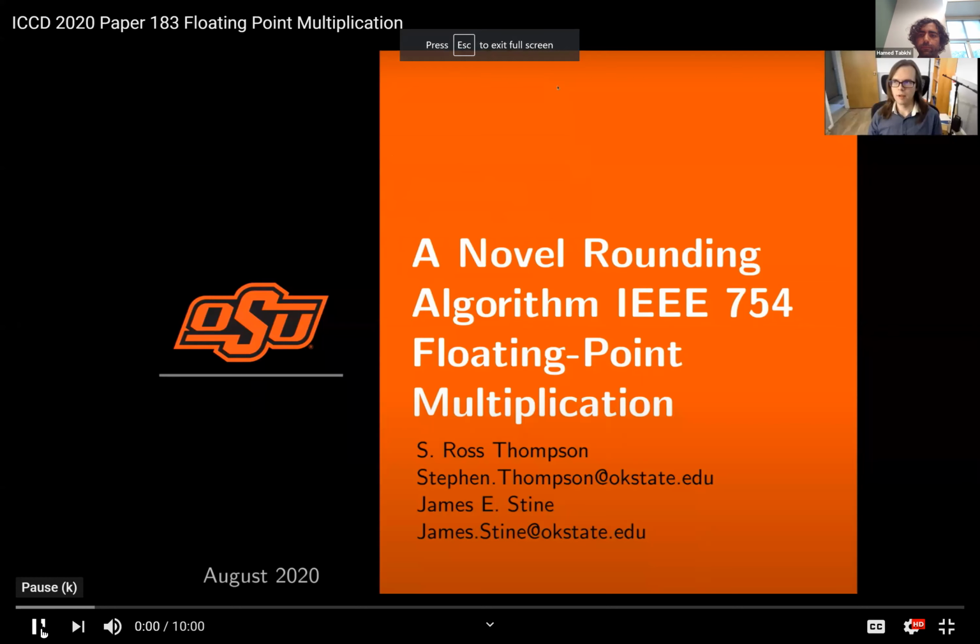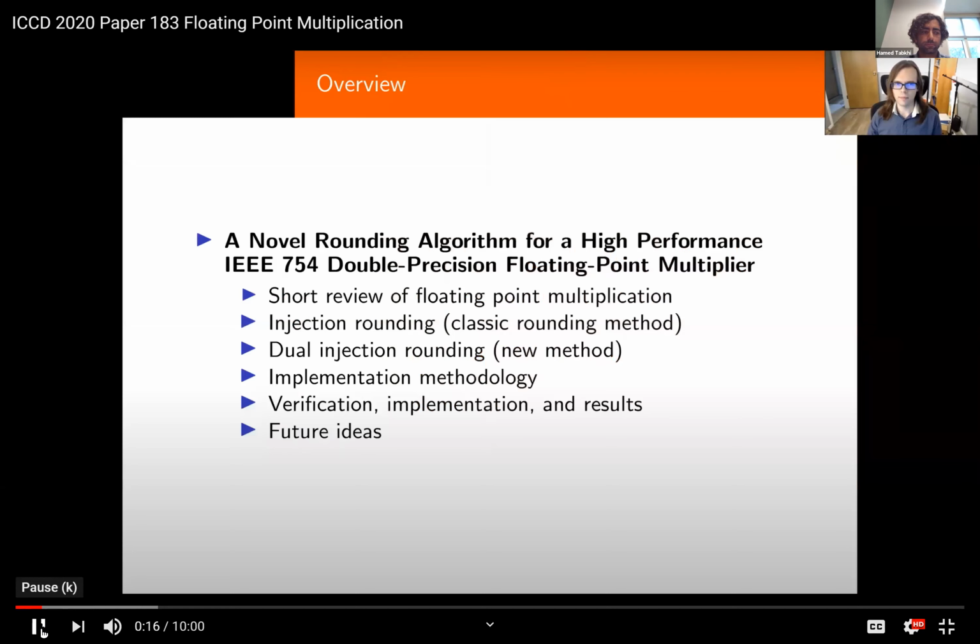Hello, my name is Ross Thompson. Today I'll be presenting a novel rounding algorithm for IEEE 754 floating point multiplication. This work is done with my PhD advisor, Dr. James Stein. Our paper is titled A Novel Rounding Algorithm for a High Performance IEEE 754 Double Precision Floating Point Multiplier.